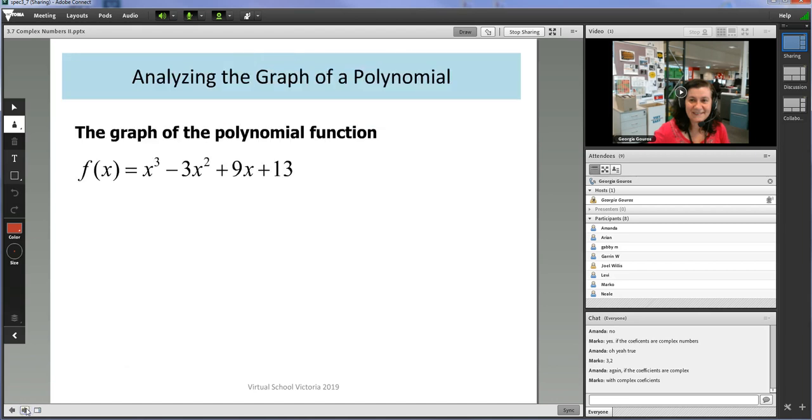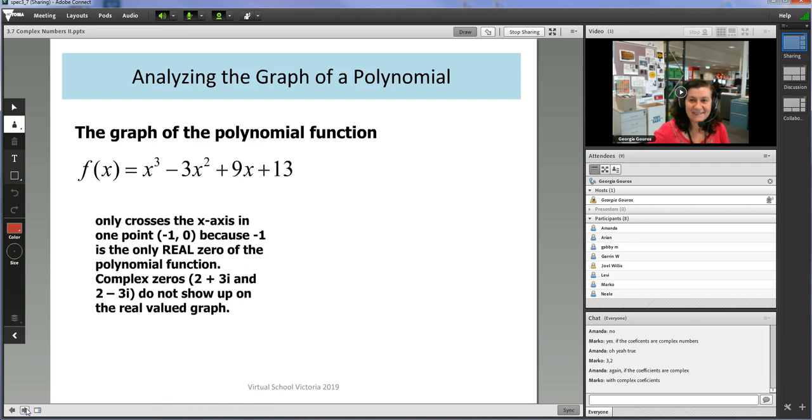Okay, so the graph. What does the graph look like? If you did a graph of this, it only crosses the x-axis once. There's only one real 0 for this one. So if you drew a graph of this on a real Cartesian plane, you're only going to get one real 0, because you cannot represent 2 plus 3i and 2 minus 3i on a real graph.